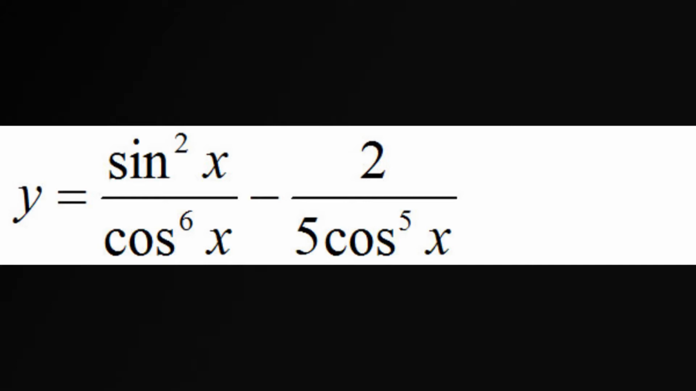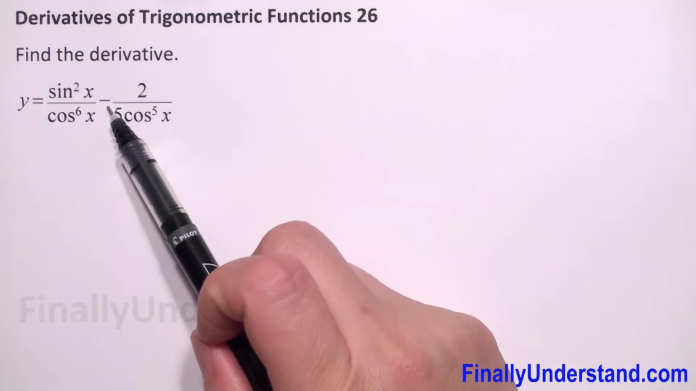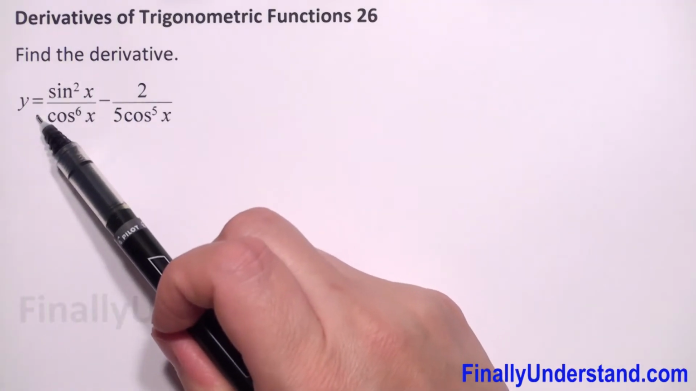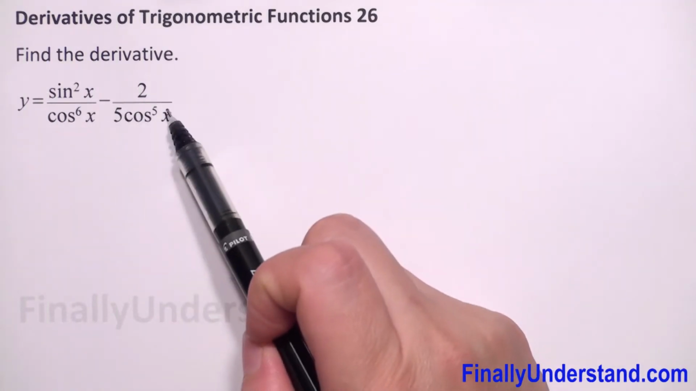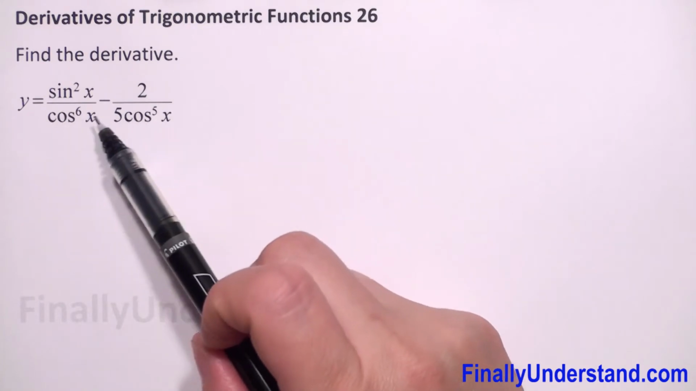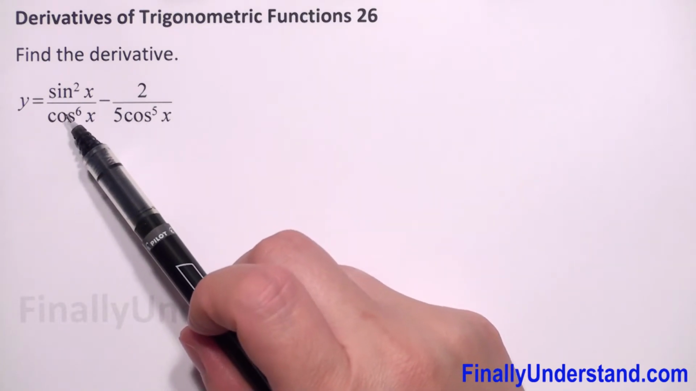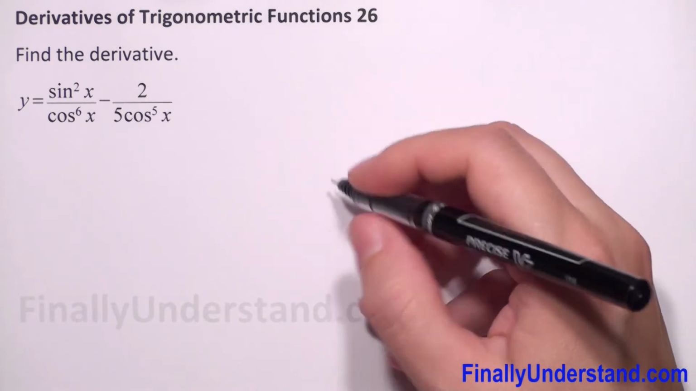We have given function y, variable is x. Because we have a difference, it means we have to find the derivative of the first expression and the second. And because we have division, it means we have to use the quotient rule twice. Let me remind you this rule.